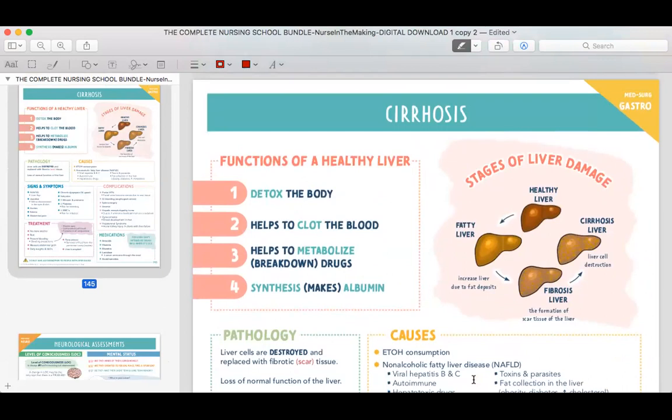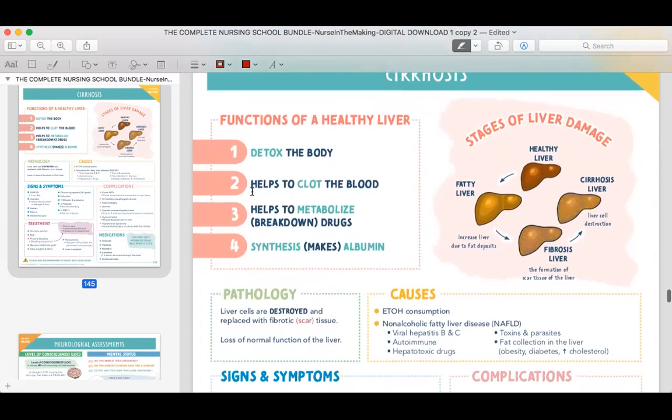So cirrhosis. Yes, this is what I was talking about. Stages of liver damage: healthy liver, liver damage, cirrhosis, liver destruction. See, it becomes all this fatty little thing right here, fatty liver, and you can't go back to a healthy liver. So the functions of a healthy liver are to detoxify the body, to clot, to metabolize, and to synthesize, aka make, albumin.